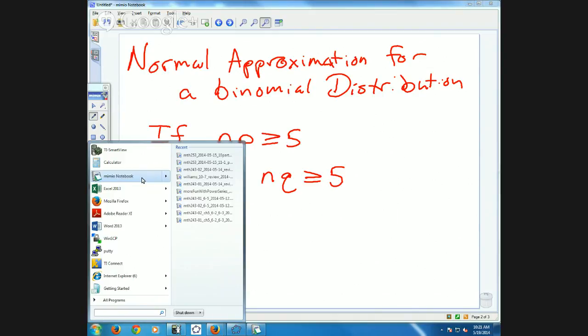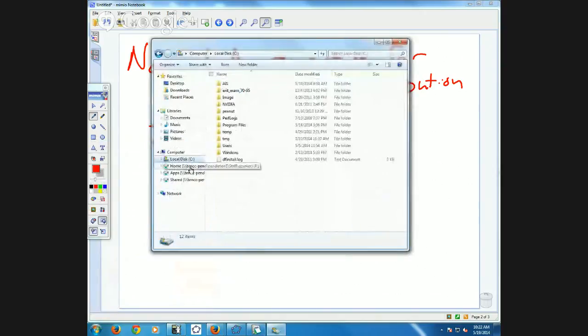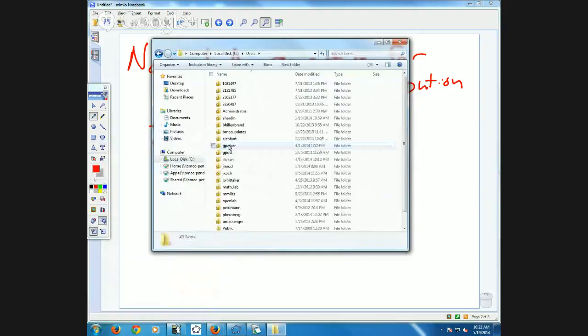Okay. Let's see where my file went. So we satisfy the requirement for when we can approximate a binomial with a normal.